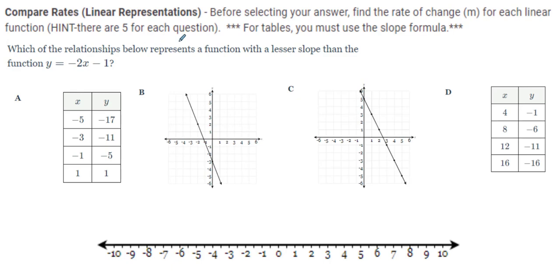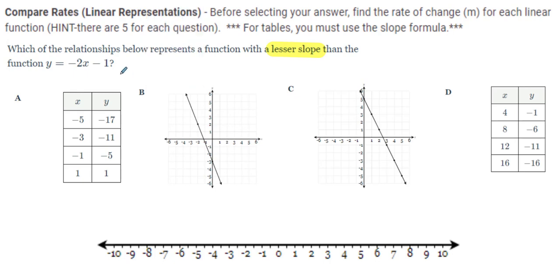Which of the relationships below represents a function with the lesser slope than the function y equals negative 2x minus 1? So the first thing that I would like to point out is they are asking for the lesser slope. That's kind of their original thing, and then they're going to give us 4 different choices.